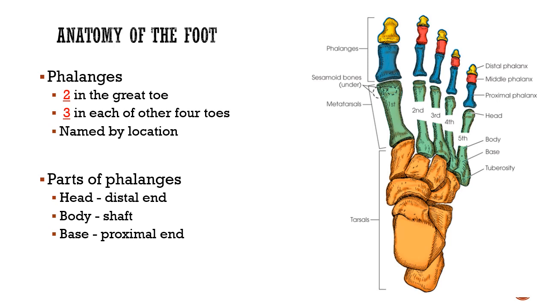There are 2 phalanges in the big toe and 3 in each of the other 4 toes. They're named by location, and the parts of the phalanges, just as with the hand, include a head at the distal end, the body, and then the base at the proximal end. Notice that there are 5 distal phalanges, 4 middle phalanges, and 5 proximal phalanges, just as there were in the hand.